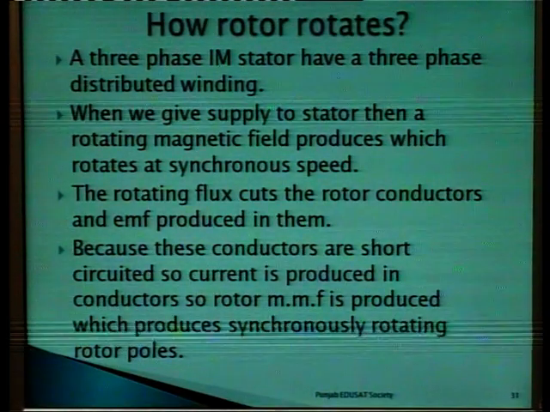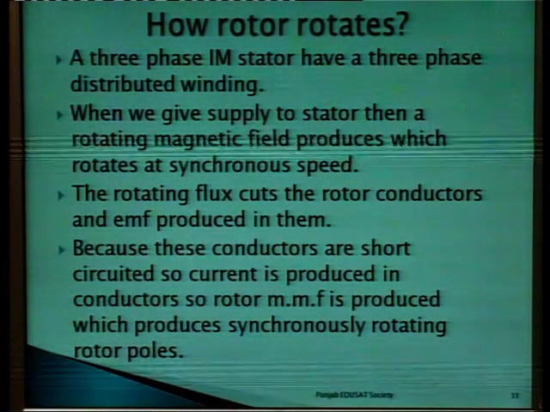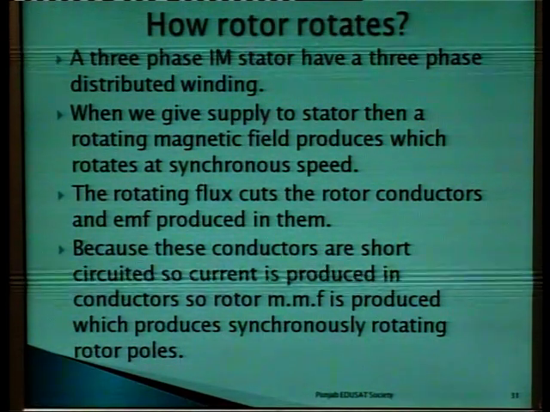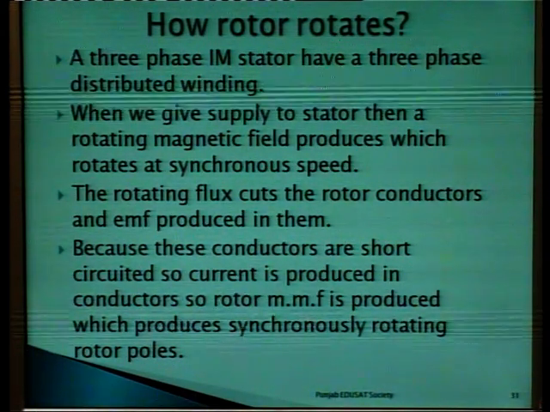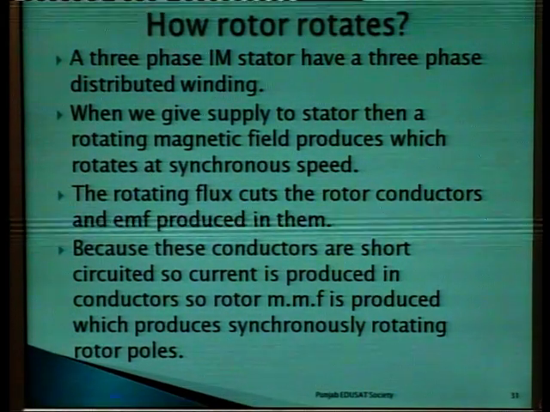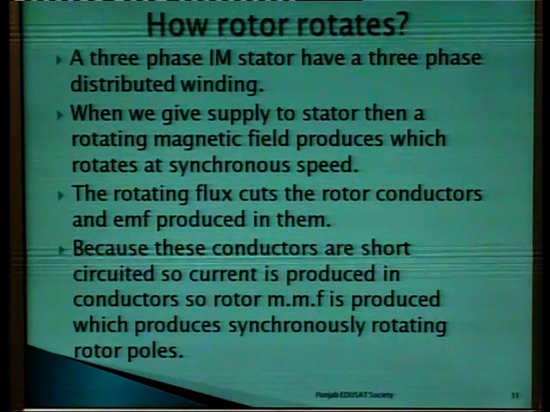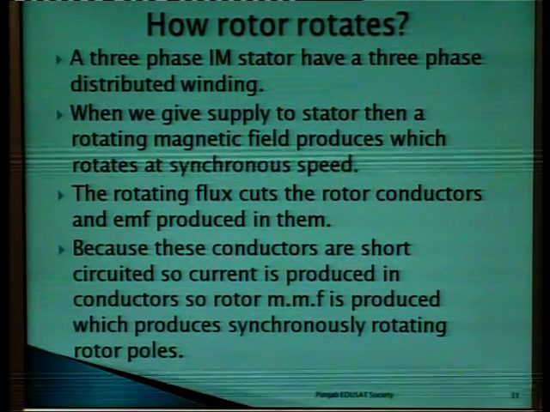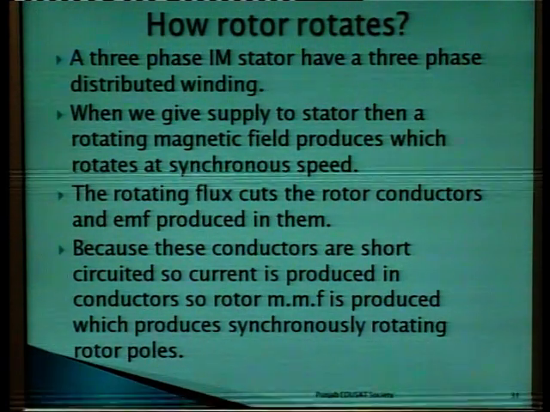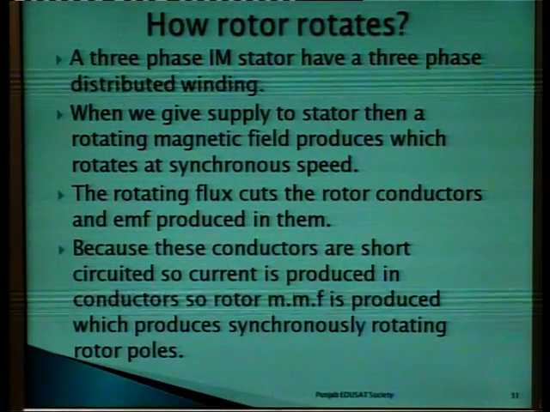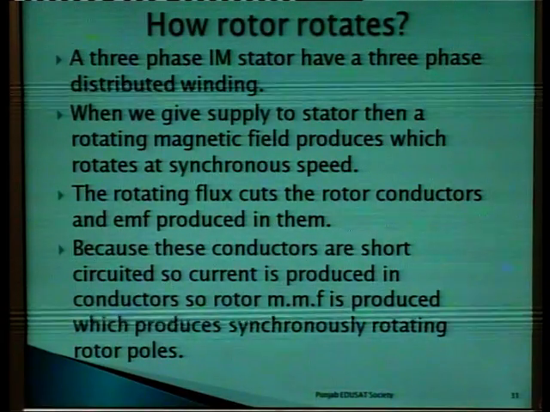How does the rotor rotate? A 3-phase induction motor has a 3-phase distributed winding. When we give supply to the stator, a rotating magnetic field is produced, which rotates at synchronous speed. The rotating flux cuts the rotor conductors and EMF is produced in them. Because these conductors are short circuited, current is produced in the conductors. So, rotor MMF is produced, which produces synchronously rotating rotor poles. So, this is how the rotor rotates in space.